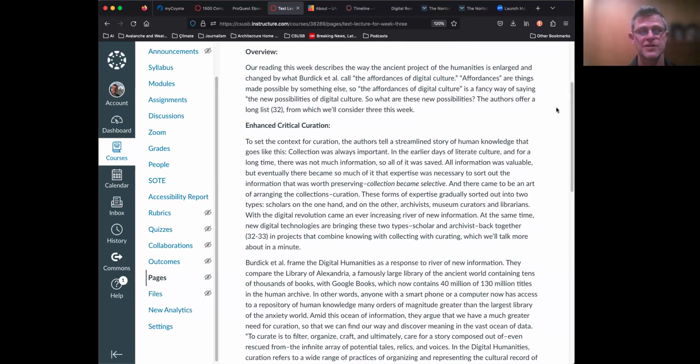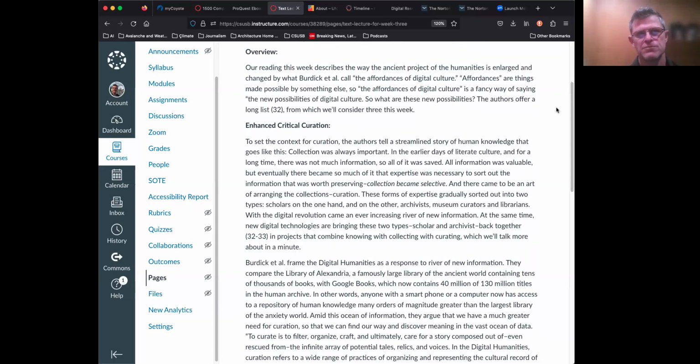So in the text lecture this week, I tried to compress what these authors, Burdick and the rest of them, are telling us in the textbook, which we just read a few pages of. And so let me see if I can compress that a bit.